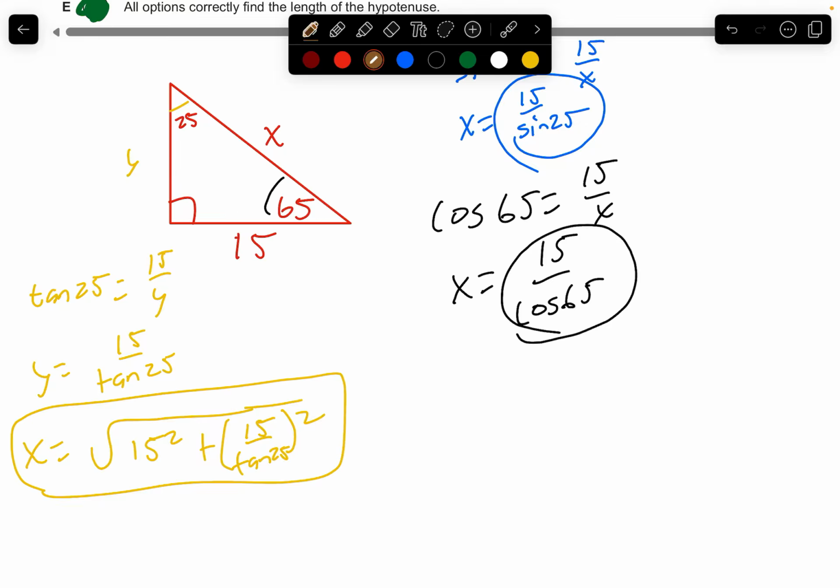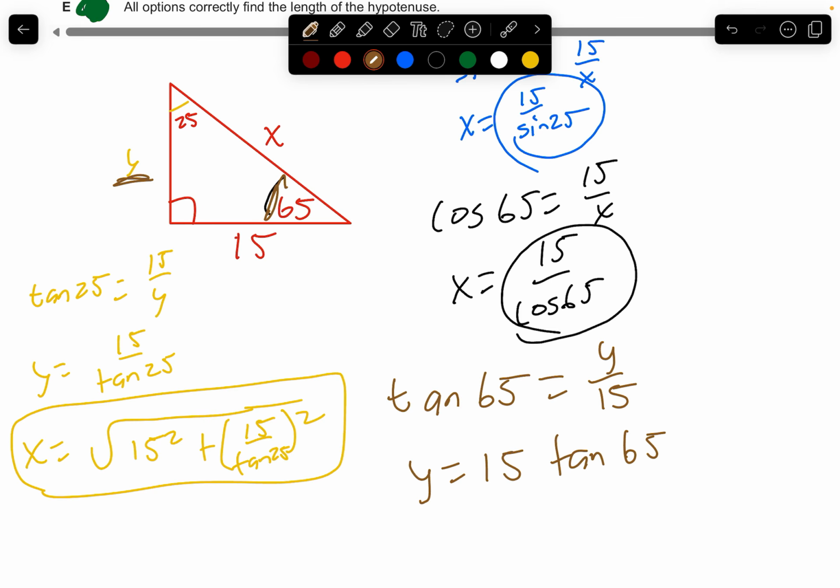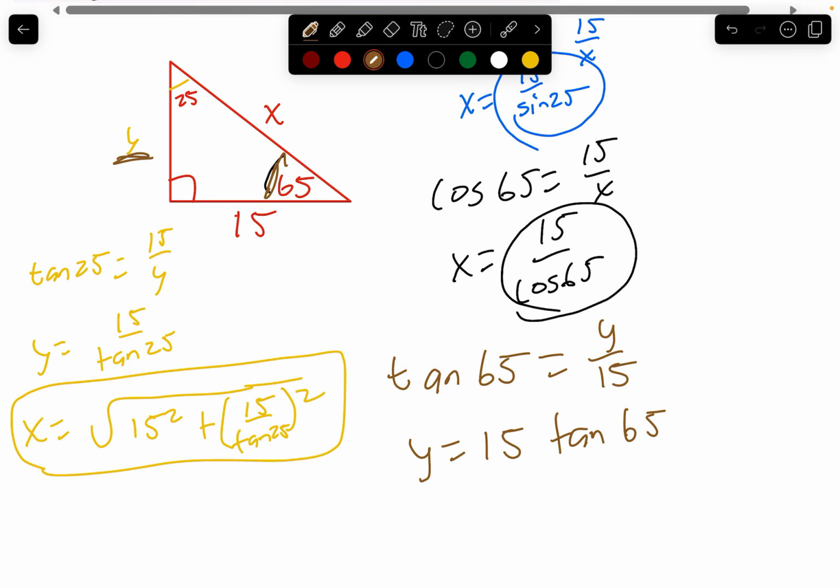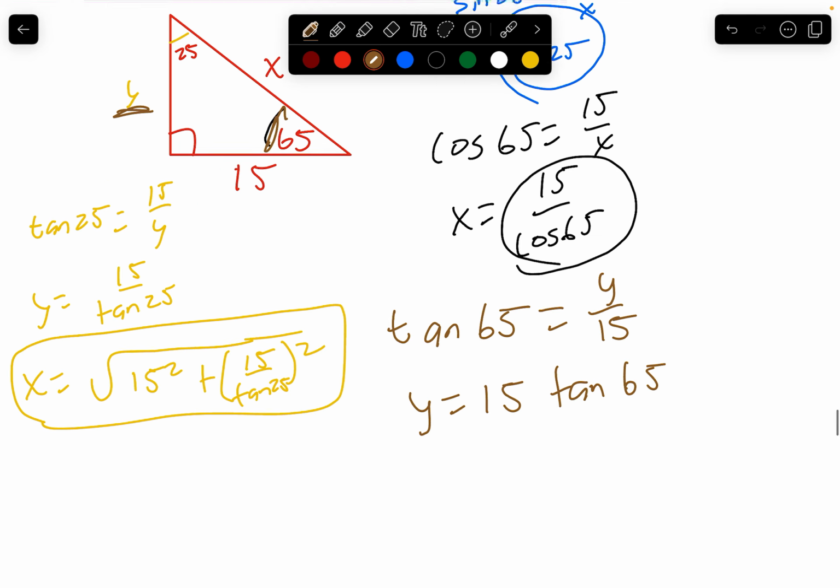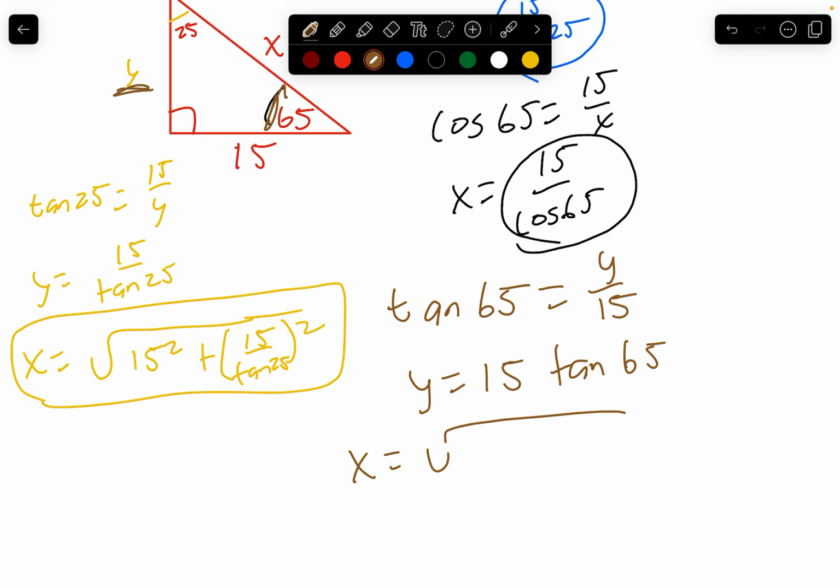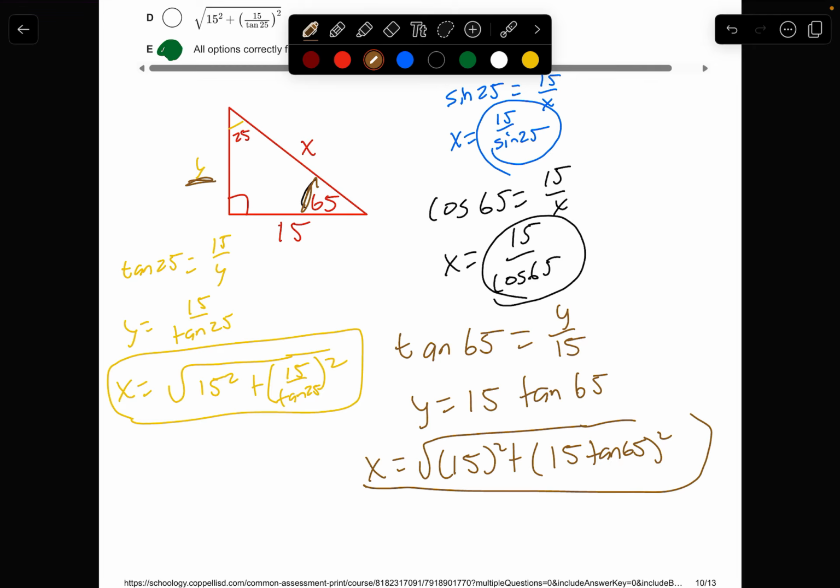And then finally, we can find y using the 65. So could I say tangent of 65 equals y over 15? If y is up high, you multiply. So y would equal 15 times the tangent of 65. Is that another solution for y? Yes, but y is not what we're looking for. Then we would hit it with the Pythagorean theorem. X would equal the square root of 15 squared plus 15 tan 65 squared. And that is another solution.